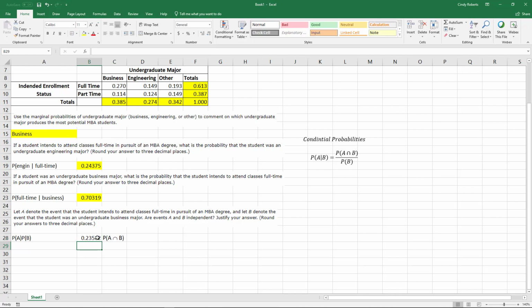What we want to do is check and see, are these independent of each other? If the intersection is the same as that value, so if those are equal, then they are independent. As you can see, it's asking for the probability that they are full-time and a business major. Well, that was 0.270. So certainly these are not independent, because the probability of A times the probability of B does not equal the intersection. That is a rule of probabilities, that for independent events the intersection would equal the probabilities of the two events multiplied together.